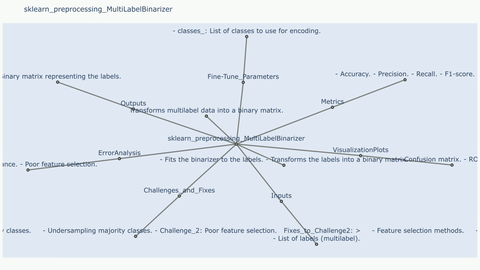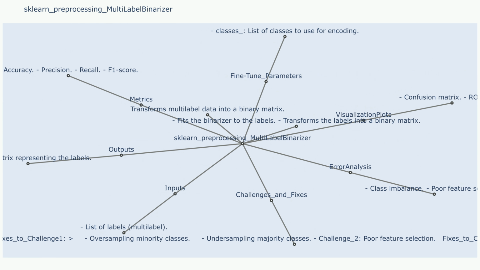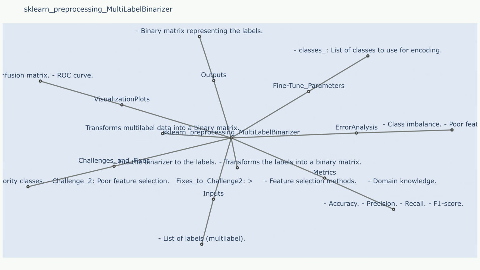Metrics: accuracy. This metric measures the proportion of correctly classified samples. Precision: this metric measures the proportion of true positives among the predicted positives. Recall: this metric measures the proportion of true positives among the actual positives. F1 score: this metric is the harmonic mean of precision and recall.